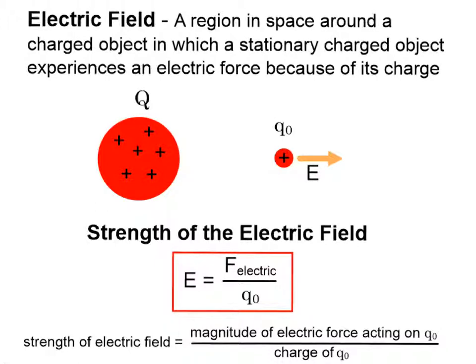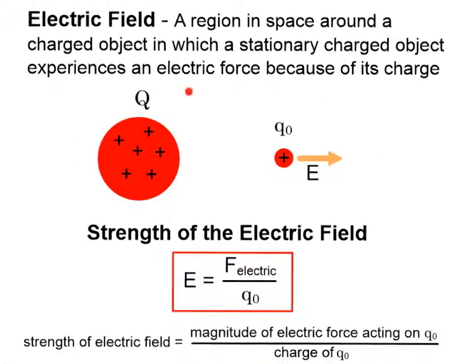An electric field is just a region in space around a charged object in which a stationary charged object experiences an electric force because of its charge. And here we have an equation that defines the strength of the electric field. We represent strength of electric field with a capital E.